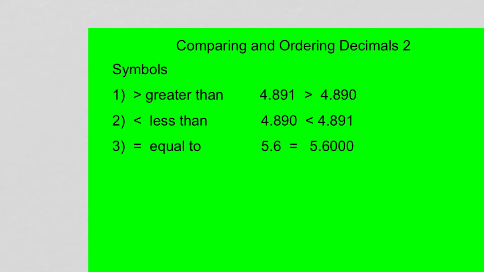is a smaller number. We talked about these symbols: this symbol means greater than, this symbol means less than, this symbol means equal to. So you might say, in this one, the first number is larger than the second number. In number 2, the first number is less than the second number. And in number 3, both numbers are equal.